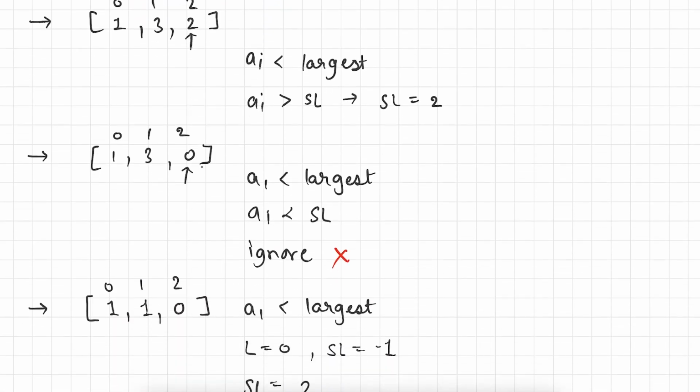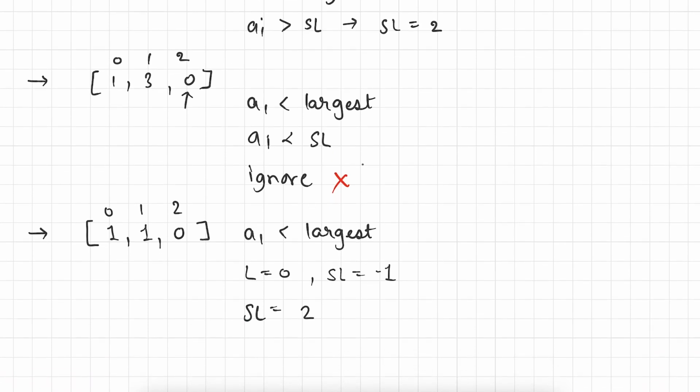So what happens if we get a number that is 0? This number is smaller than the largest number, but this number is also smaller than the second largest number. So in this case we do not have to do anything, we just have to simply ignore this number, right? We cannot do anything about this number. Okay, moving on to the next case.